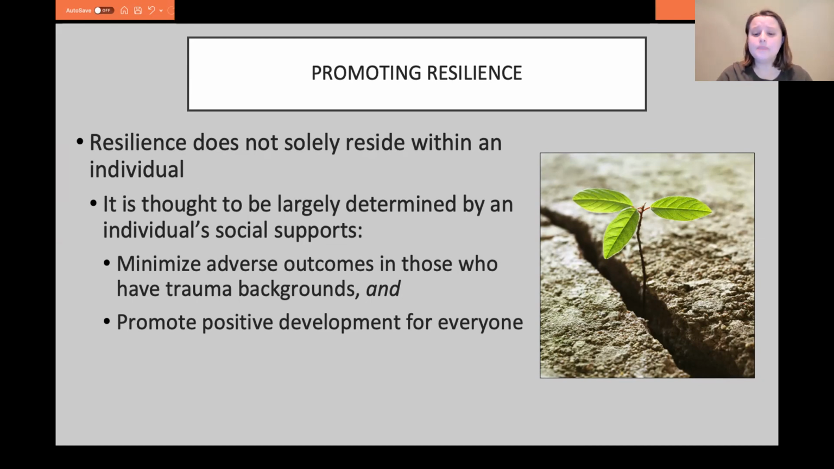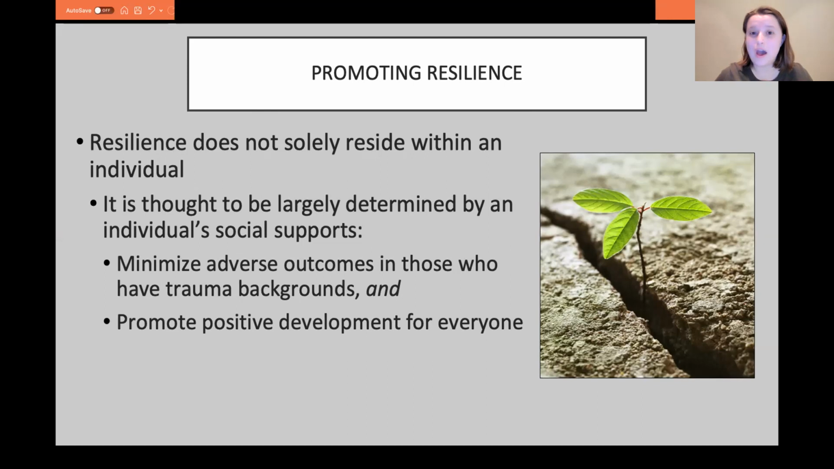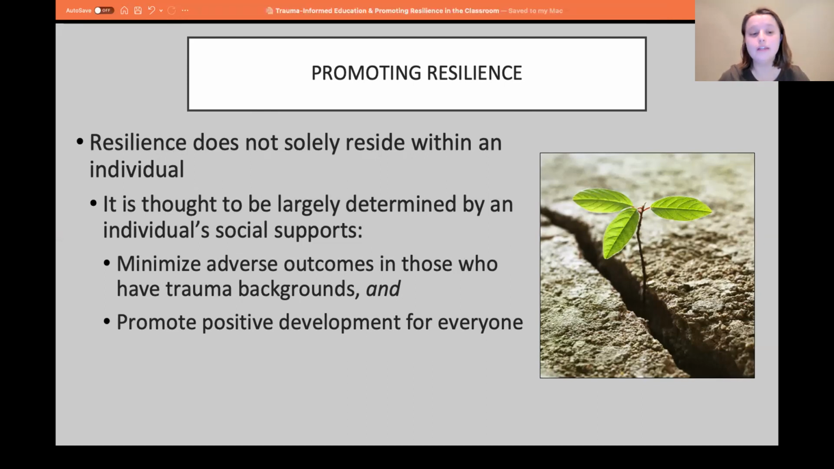So I kind of use the example of lifting yourself up by your bootstraps. What if you don't have boots to begin with? Your social supports are going to help you get those boots in the first place so that those individual characteristics that you have can come more to the forefront.